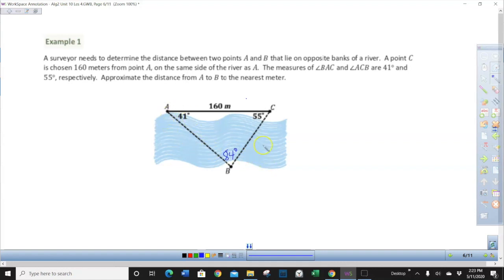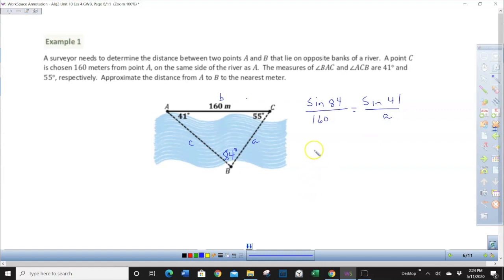We can also label the sides of our triangle. If this is angle A, this is side A. If this is angle C, this is side C. And if this is angle B, this is side B. You always label the opposite side with the lowercase of that letter. So we have a side length and an angle that go together. So we're going to start with that. Sine of 84 over 160 equals sine of 41 over A.